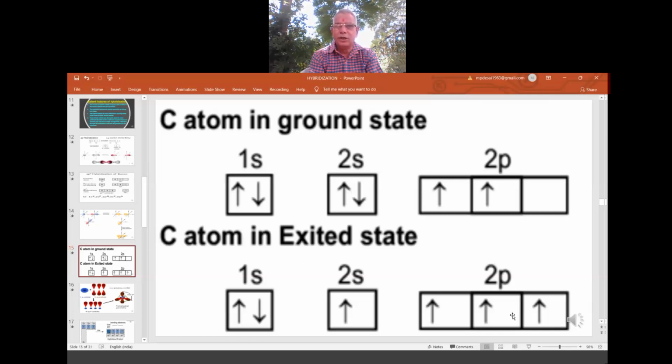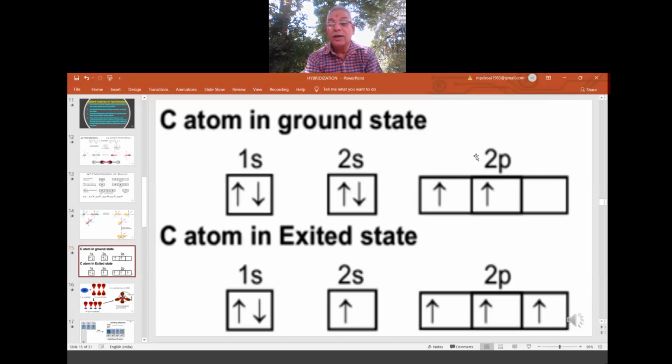So for methane, it is the carbon undergoing the hybridization. Carbon atomic number 6, so it is 1s2, 2s2, 2p2. In the carbon only 2 unpaired electrons are there. But to make methane, we want 4 hydrogen atoms. All those 4 hydrogen atoms will come with a single electron. So we have only 2 unpaired, so we have to go for 2 more.